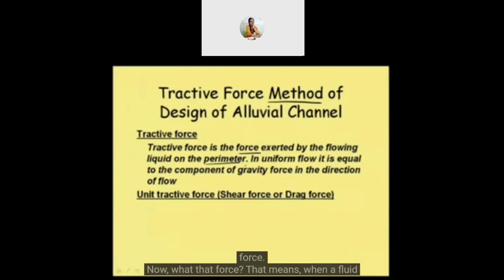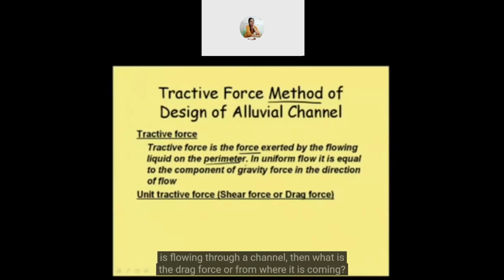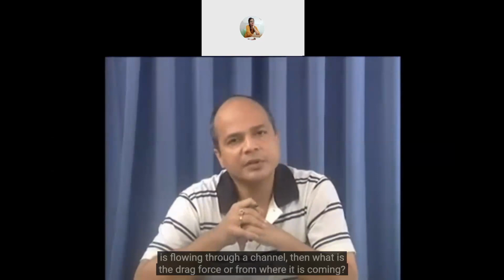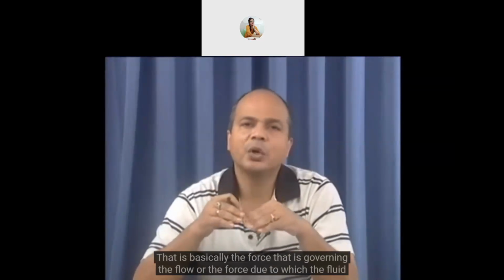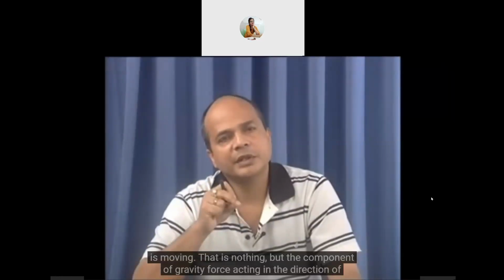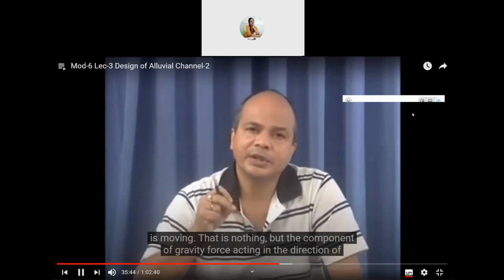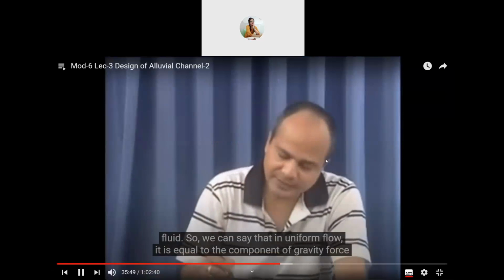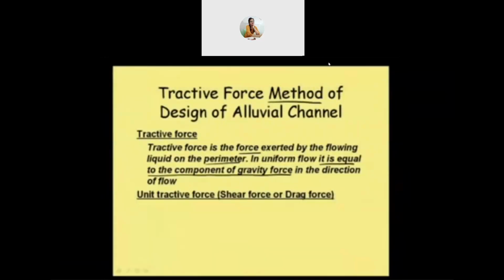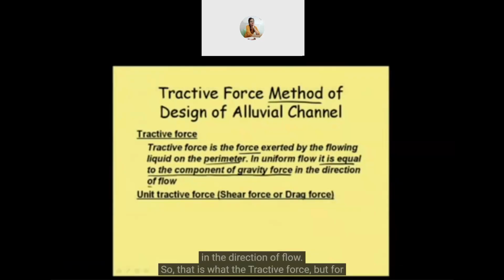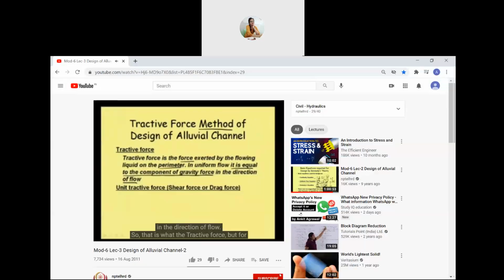Now, when a fluid is flowing through a channel, where is the drag force coming from? It is basically the force that is governing the flow, the force due to which the fluid is moving. And that is nothing but the component of gravity force acting in the direction of flow. So in uniform flow, it is equal to the component of gravity force in the direction of flow. That is the tractive force.